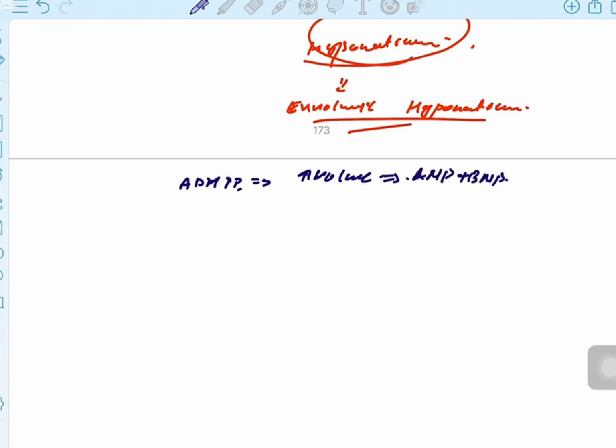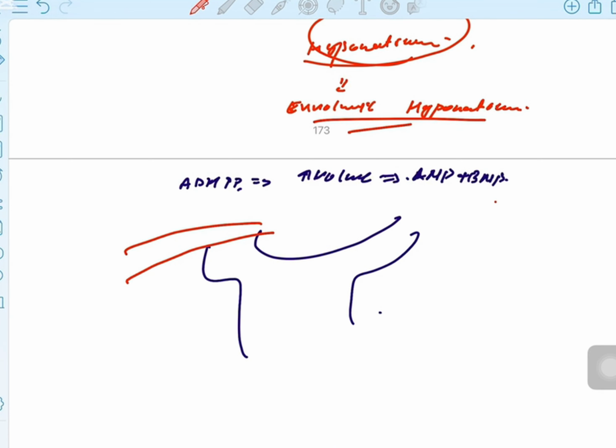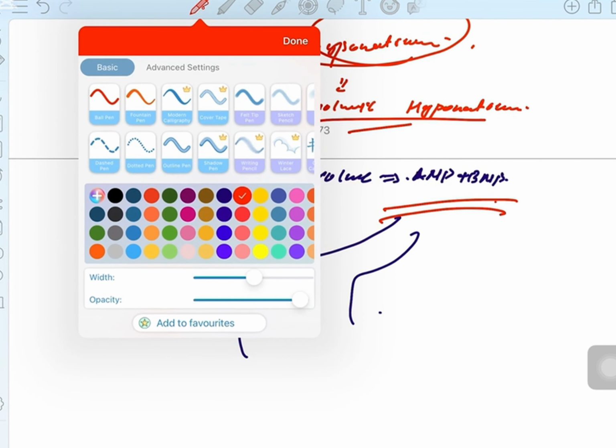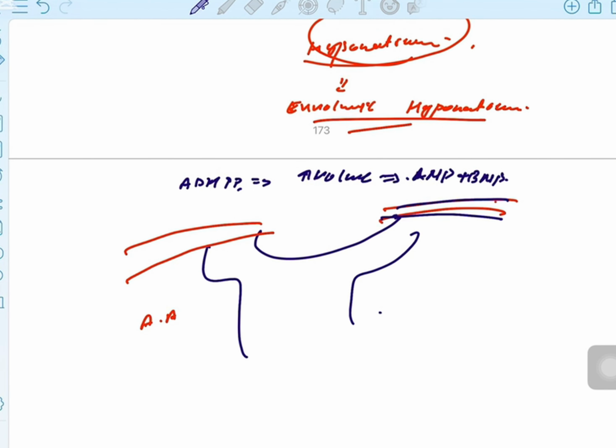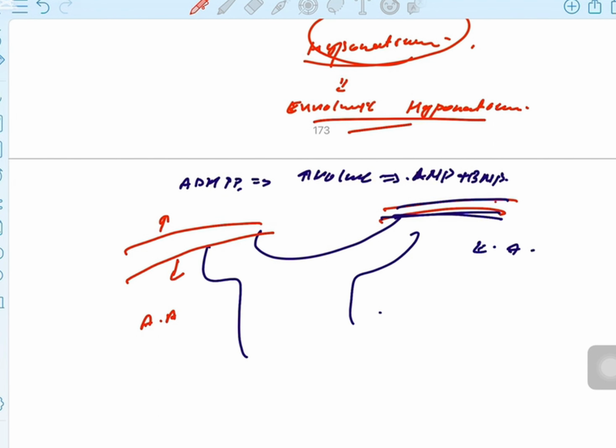Okay guys, when ANP and BNP are released, what do they do? Just take an example that this is your kidney. In the kidney, the vessels which bring the blood toward the glomerulus are known as the afferent arteriole, and the vessels which take the blood away from the glomerulus are known as the efferent arteriole. The two hormones ANP and BNP cause vasodilation of the afferent arteriole. When the afferent arteriole is dilated, the maximum fluid will go toward the kidney, number one.